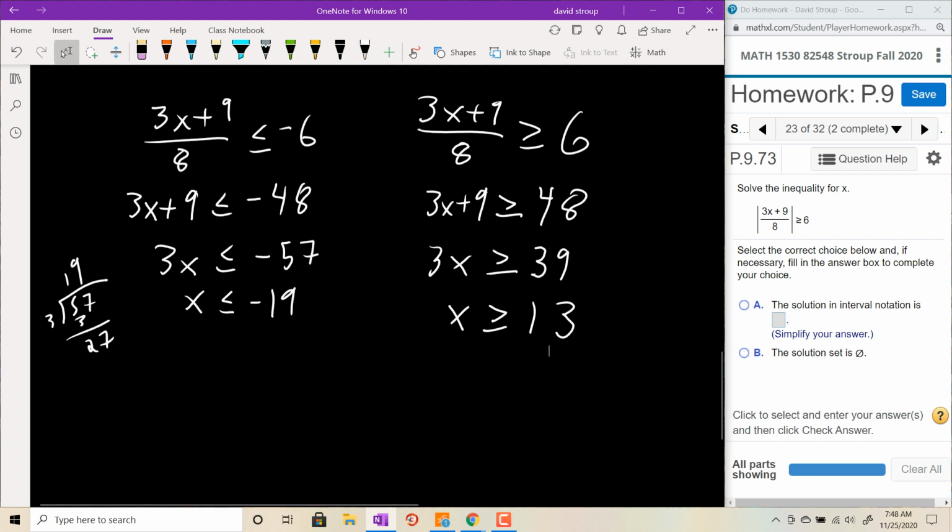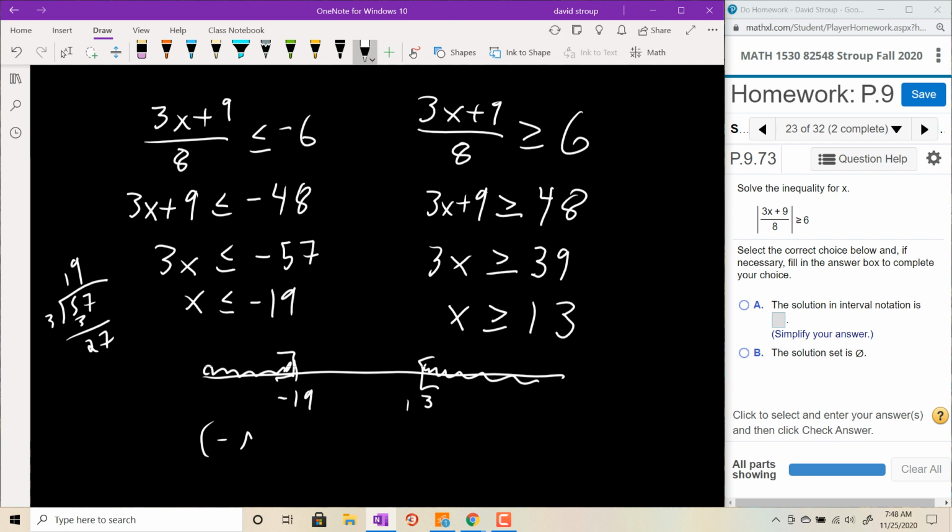You need to give your answers in interval notation. So if you've forgotten how to, you draw a number line. Here is negative 19. It says everything less than or equal to negative 19, so that stuff. And then everything greater than or equal to 13. You'll have to use a union symbol to symbolize the solution set. Negative infinity to negative 19, bracket, union with 13 to infinity. Okay.